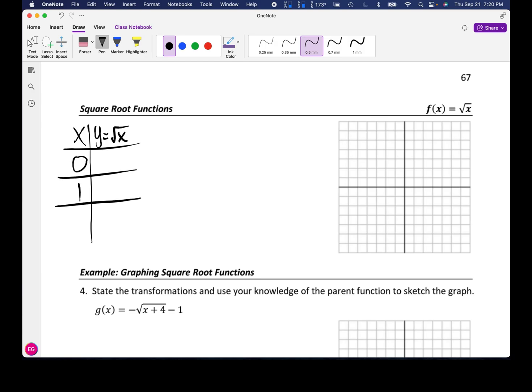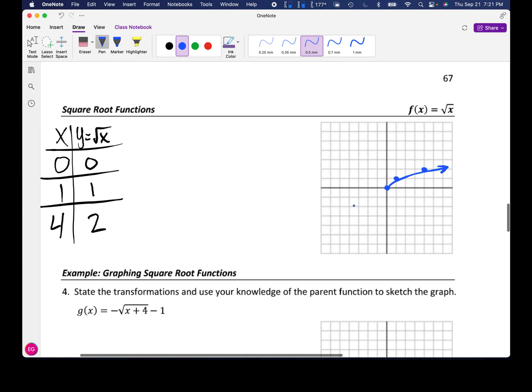And then I'll do 1. And then I'm not going to do 2 because the square root of 2 is not a nice number. Same thing with the square root of 3. But 4 is. So I'm going to do 4 as my other x value for my basic table here. The square root of 0 is 0, the square root of 1 is 1, and the square root of 4 is 2. So this gives me nice, clean things that I can work with. And when I plot them, I have a point at 0, 0, 1, 1, and then 4, up 2. And that's what a square root graph looks like.